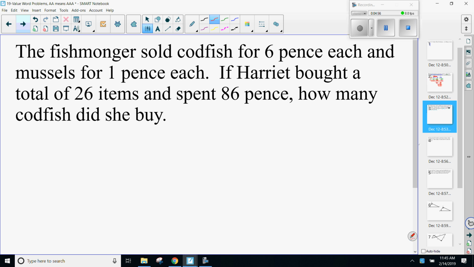Same thing, except all of a sudden now I have a currency called pence. So we want to make it sound like, oh, this is a confusing problem. I got pence instead of nickels and dimes or something like that. If we look at it, I'm not talking about how many coins I have. I'm talking about how much fish I have. I either have codfish or what? Mussels. So if I talk about how many codfish and how many mussels I have, how many total things did I buy?